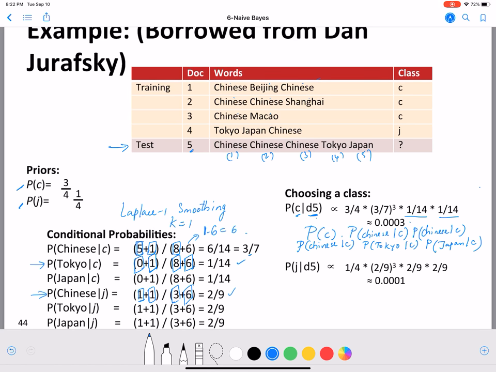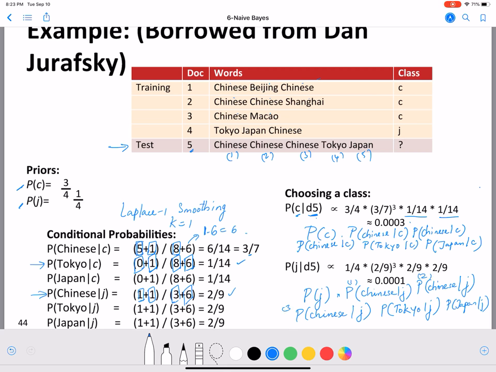Now here we include P of J times P of Chinese given J, P of Chinese given J, P of Chinese given J, P of Tokyo given J, P of Japan given J. So this is for word number 1, word number 2, word number 3, word number 4, word number 5 in our test document. We have already calculated these values, and those values can just be substituted.